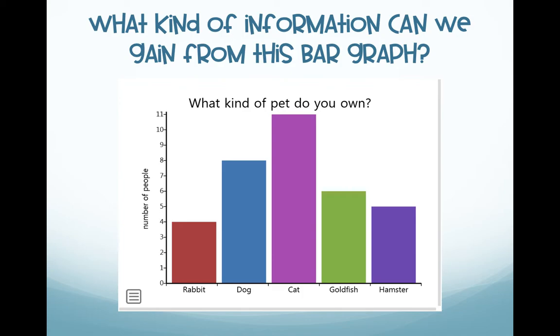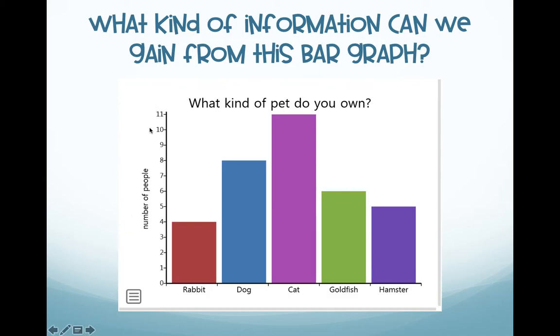And here are a few things that I noticed, right? I always like to read the title and the labels on my bar graph first. So the title of this bar graph tells us a little bit more about what kind of information was collected. It says, what kind of pet do you own? Okay, so it looks like whoever was collecting this data was asking people about their pets.